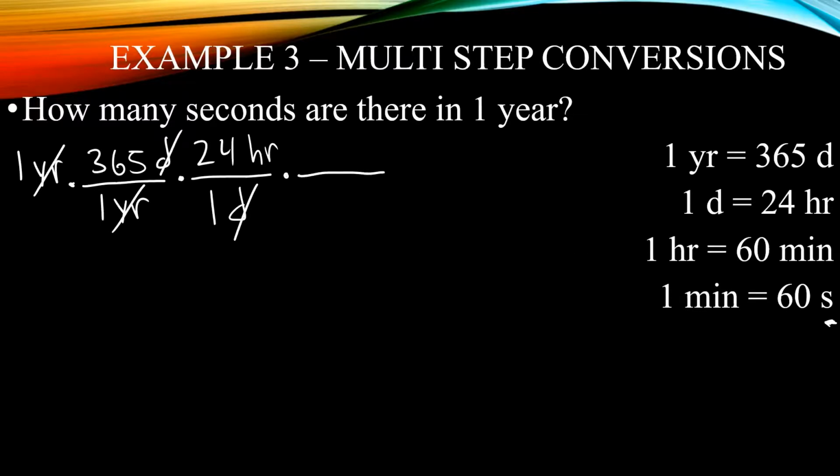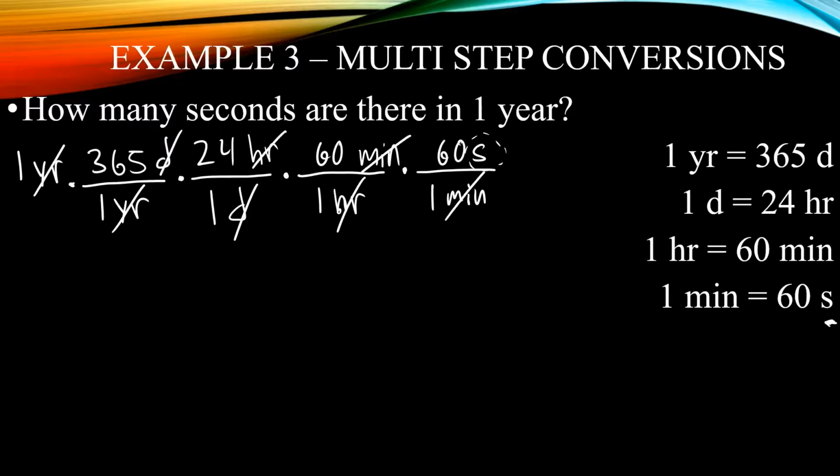So we know that in 1 hour, there's 60 minutes. So now we've canceled out our hours, and now we're in units of minutes. And then we know that in 1 minute, there's 60 seconds. So now finally, we've canceled out our minutes, and we've gone all the way from years into seconds.